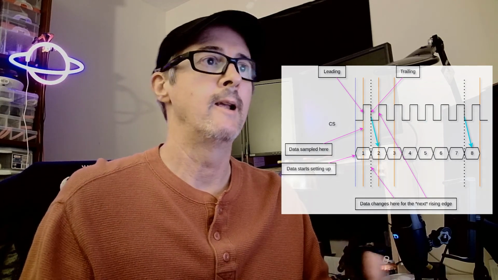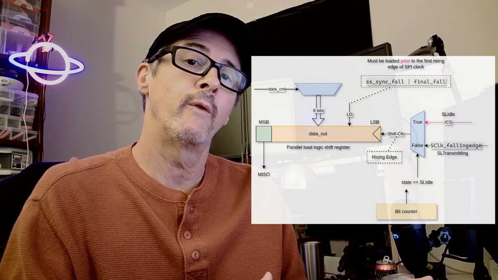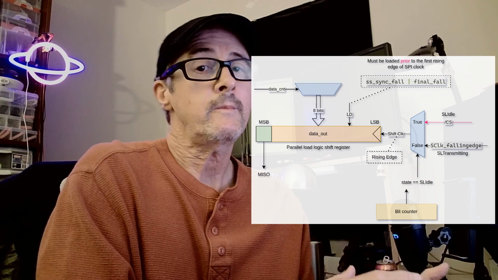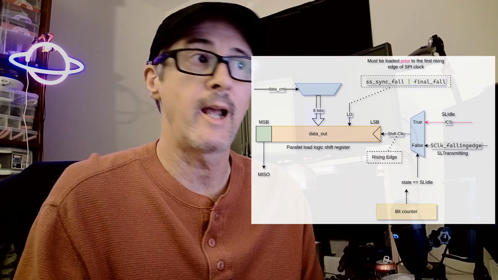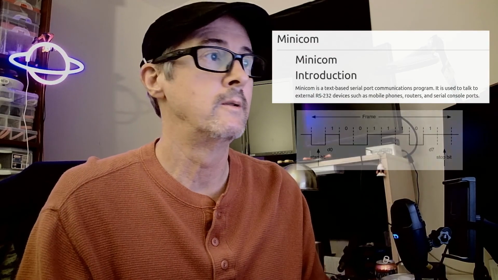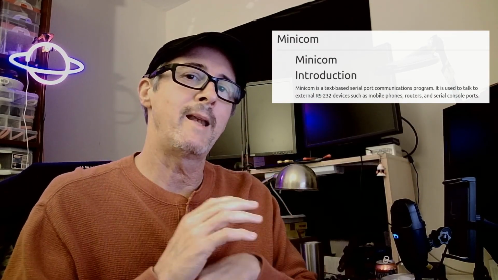In the next episode, we'll begin looking at SPI protocol and how we can transfer information into and out of an FPGA. And after that, we'll look at UART and how we can use it via a text I/O communications program like Minicom. These protocols will come in handy, especially UART, when communicating with Ranger RISC.